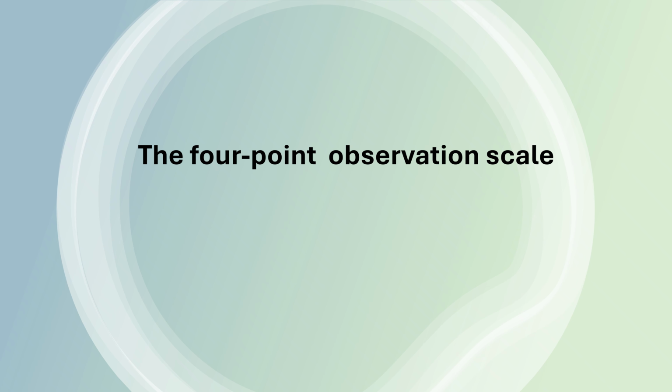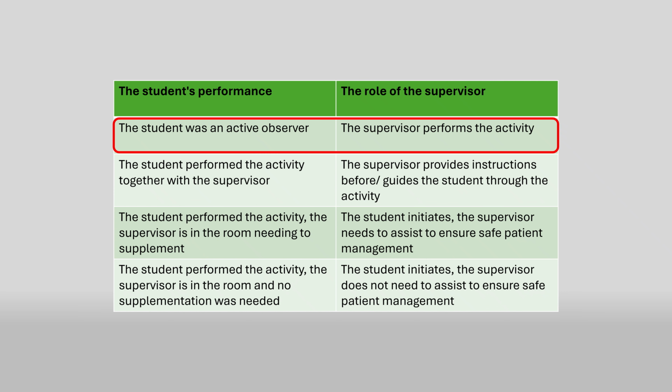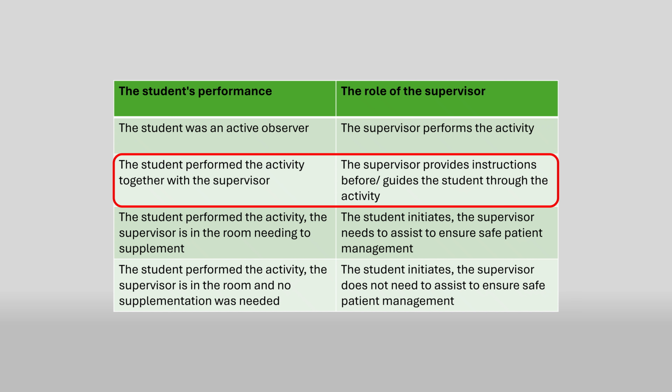Now I'm going to explain the different degrees of independence that we use on our 4-point feedback scale. When the student is an active observer, the supervisor carries out the entire activity and the student notes how the supervisor did and reflects on what the student should do the next time the student performs the activity. When the student performs the activity together with the supervisor, the supervisor provides detailed instructions or guides the student before and/or through the activity, through proactive supervision.